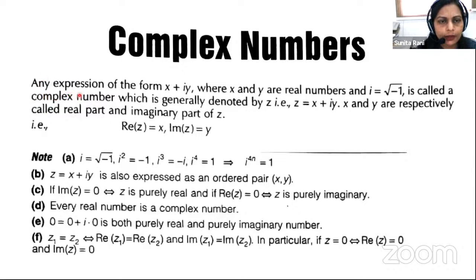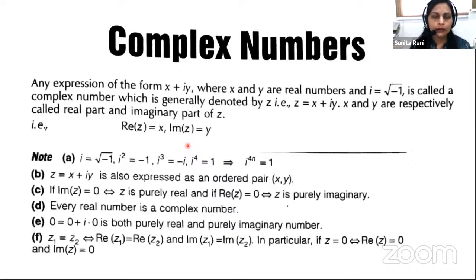Complex numbers. Here there is an expression x plus iota y. We can express an expression of the form x plus iota y as a complex number, and we can denote it by z, where x and y are real numbers. This x is called the real part of the complex number and y is the imaginary part of z. We can write x and y like this: x is real of z and y is imaginary of z.